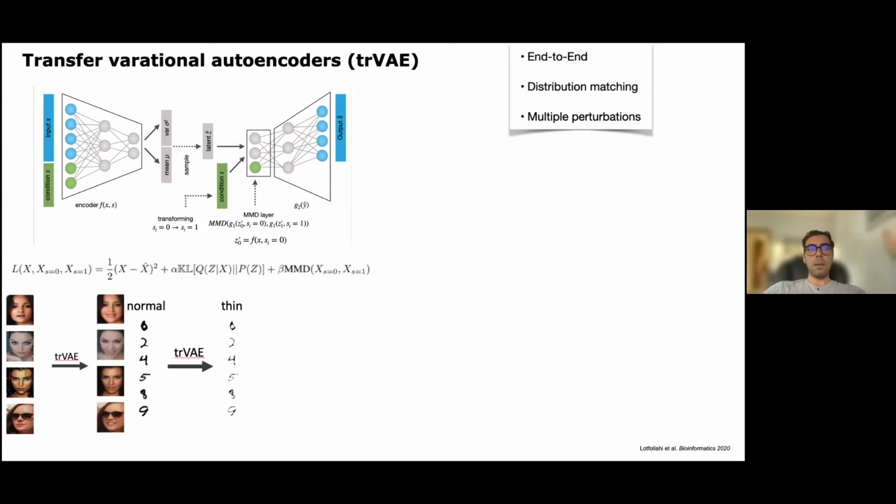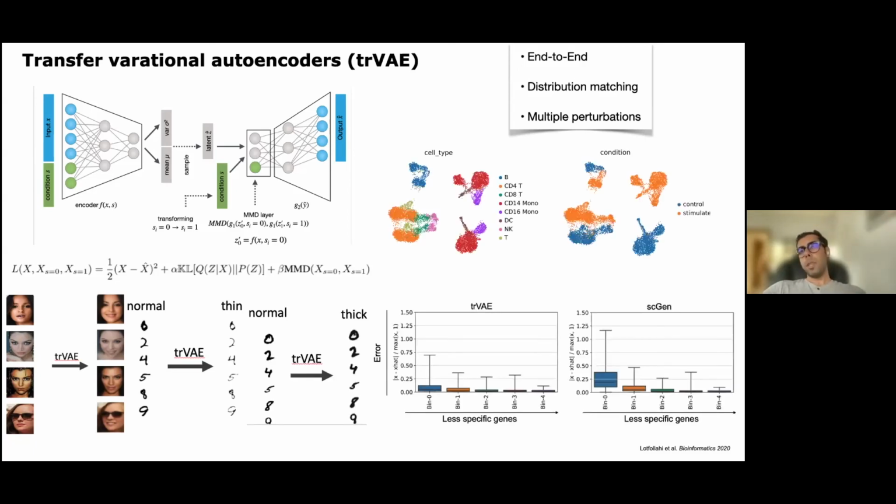So basically you can perform counterfactuals, like how would this image look after smiling, or how would that digit look after thinning or thickening the image. But the important part was that we showed we can improve this end-to-end architecture. It improves upon the non-end-to-end one for the cell type specific response prediction, compared to STGen, for the hardest genes.